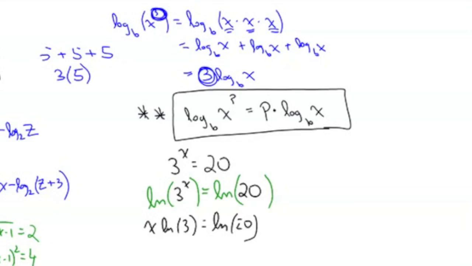Ln of 3 is a number. How do you solve for x? Divide by ln of 3. You never divide by the variable you're trying to solve for. So you divide both sides by ln of 3, and you get x equals ln of 20 divided by ln of 3.